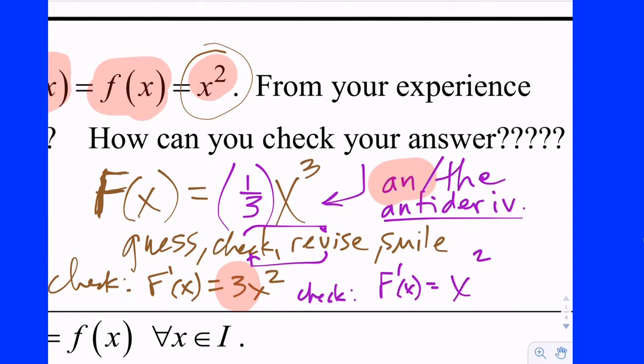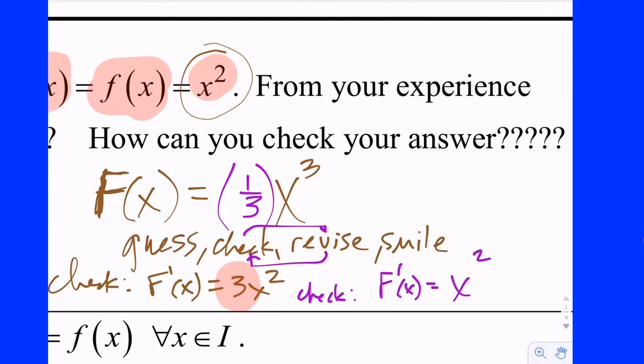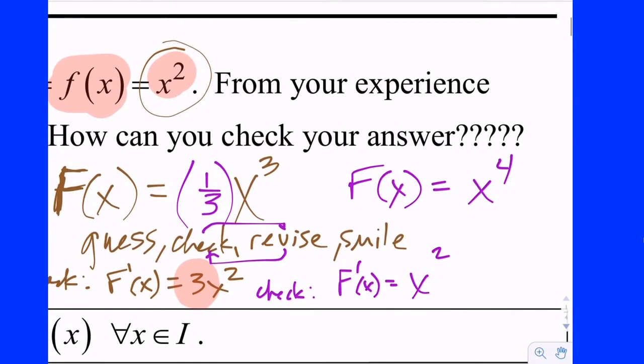That kind of implies that there might be more. Really? More. Okay. Well, if there's more, then let's see if we can come up with another one. Big F of x, well, let's guess, check, revise. How about x to the fourth? Oh, that's not going to work. That's not going to work. I think this has got to be a 1/3 x cubed.